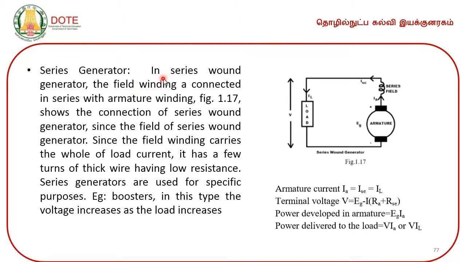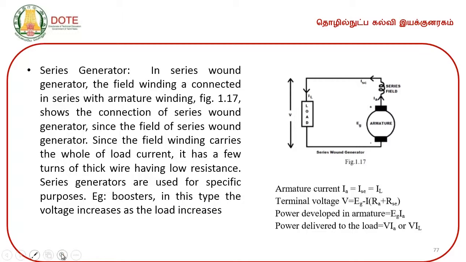Series generator. In a series wound generator, the field winding is connected in series with the armature winding. Figure 1.17 shows the connection of a series wound generator. Since the field winding carries the whole of the load current, it has a few turns of thick wire having low resistance. Series generators are used for specific purposes, for example boosters. In this type the voltage increases as the load increases.